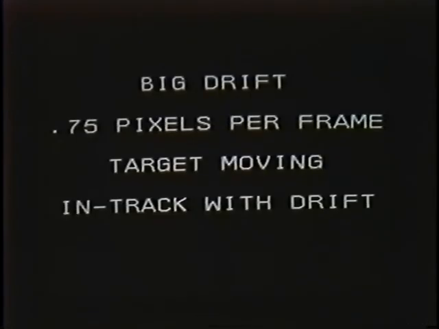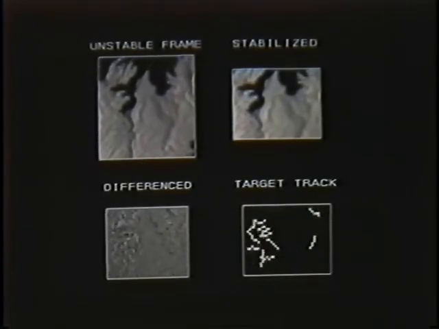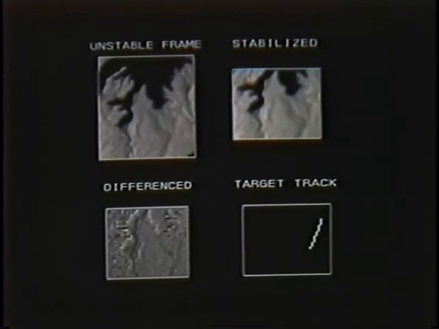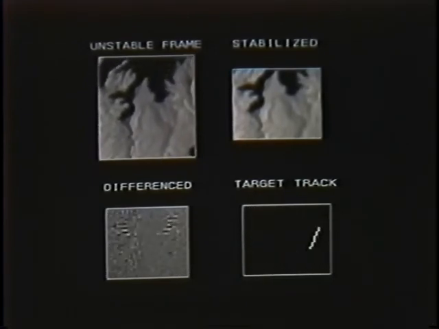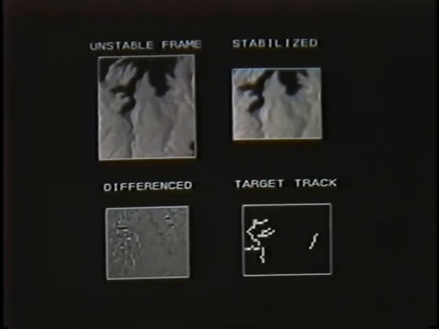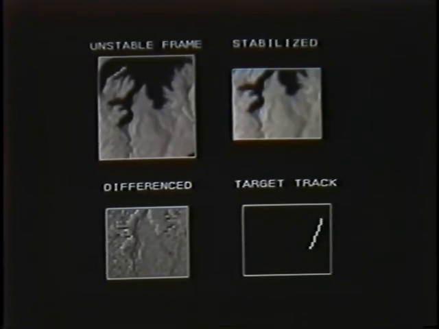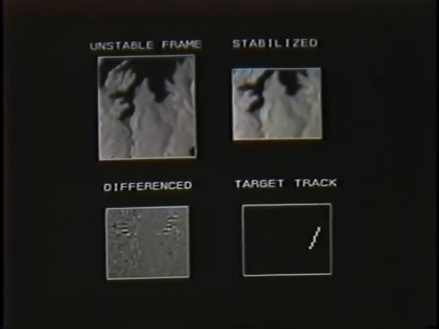Our second typical sequence is an example of big drift, where the target is moving in the same direction as the drift. Recall that the direction of the drift is relative to the motion of the sensor, not to the direction the images are moving on the display. The sensor in this case is moving up and to the right. This is the same direction that the target is moving. This type of target motion is called in-track, and as can be seen, the target is successfully detected.